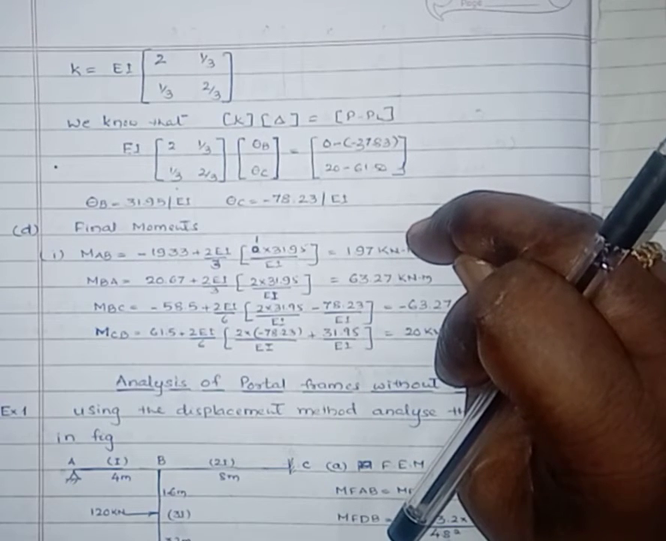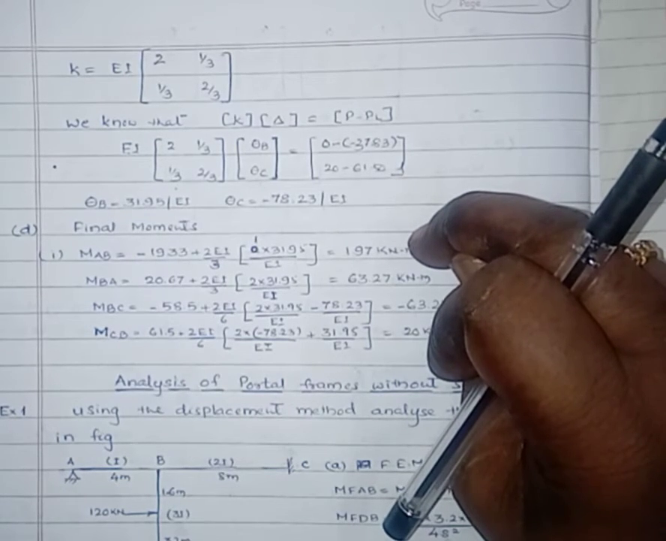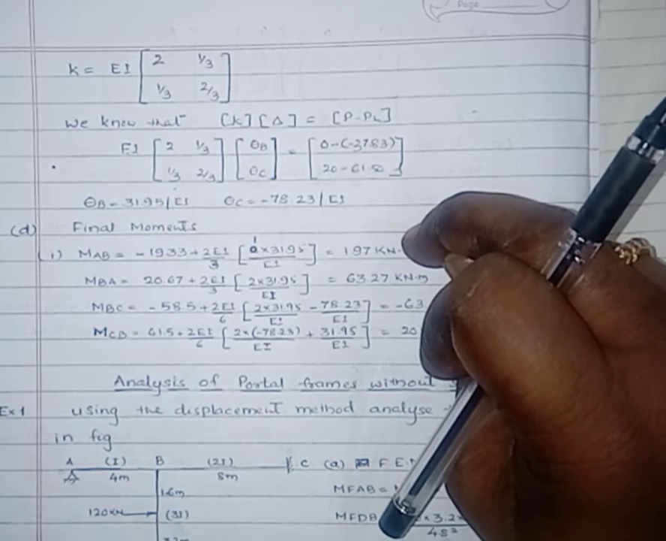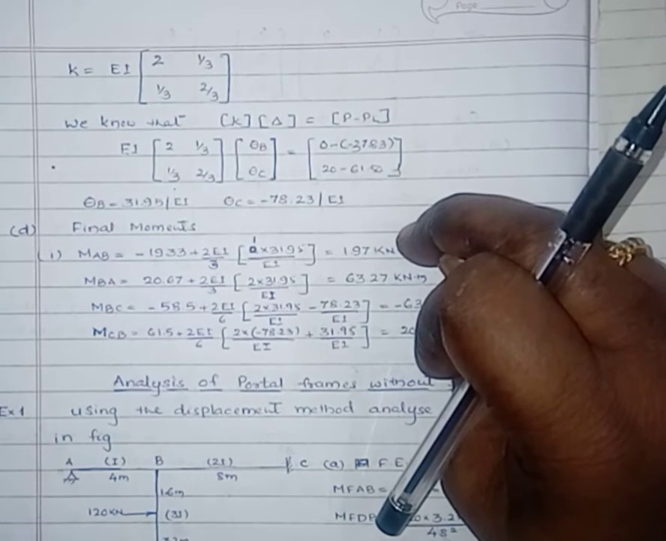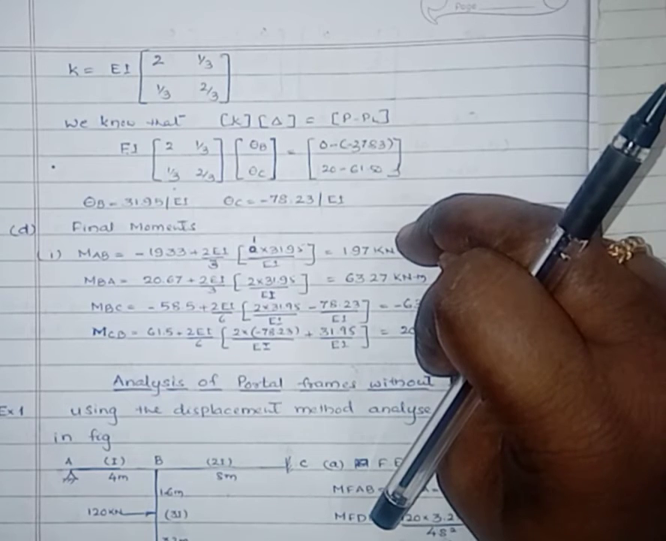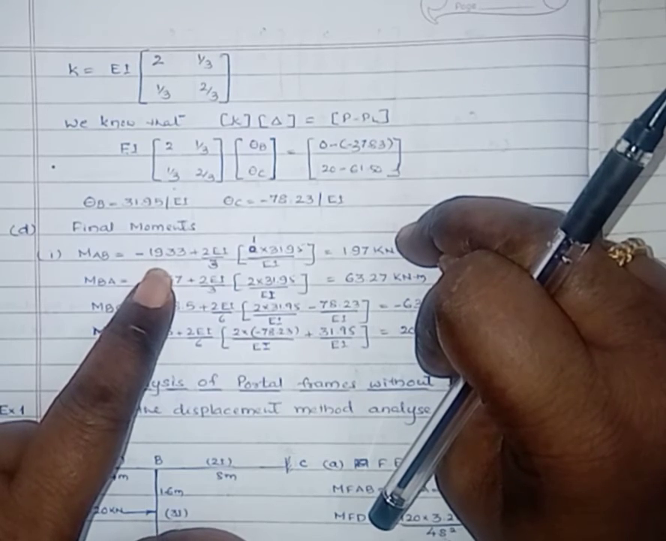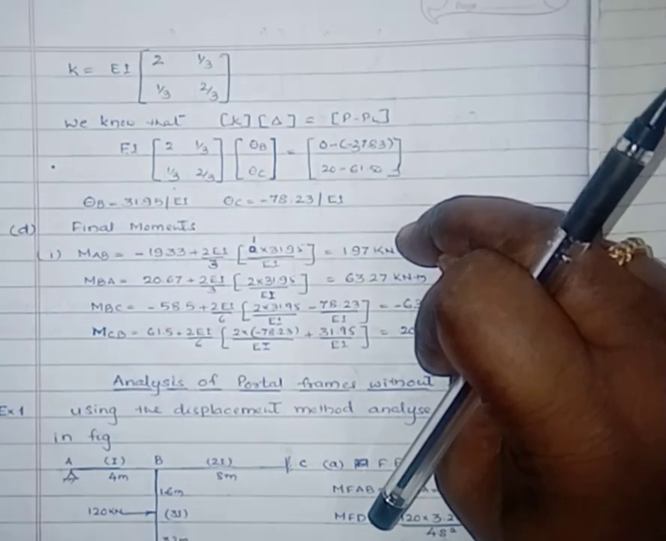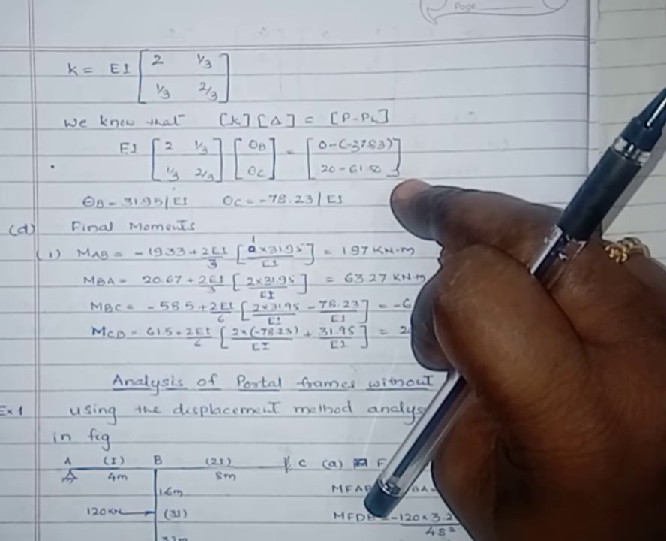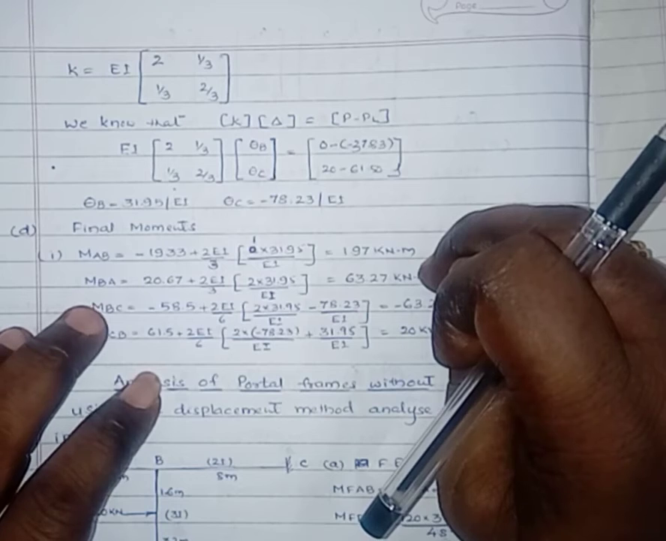L is 3, and the flexural rigidity is 1 EI. Inside the bracket, 2 theta A; theta A is 0 since the end is fixed, plus far end 1 times theta B, that is 31.95 by EI. Minus 3 delta by L, don't consider that, since we have already considered the moment due to the settlement of the support. This is the net fixed end moment, hence don't write minus 3 delta by L. After simplification, it is 1.97 kilonewton meter.